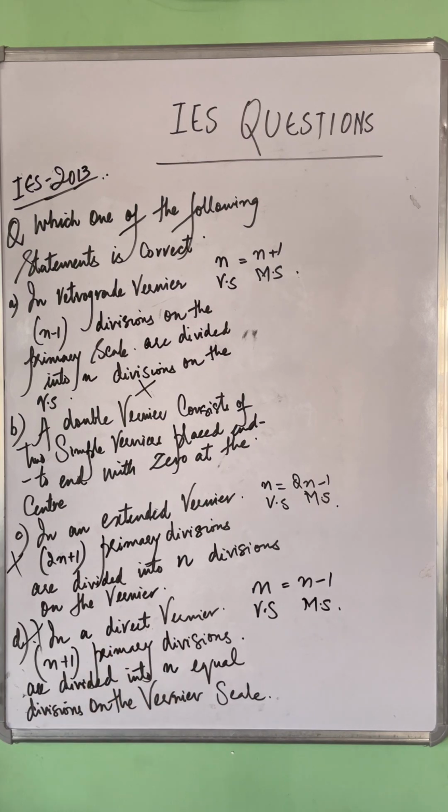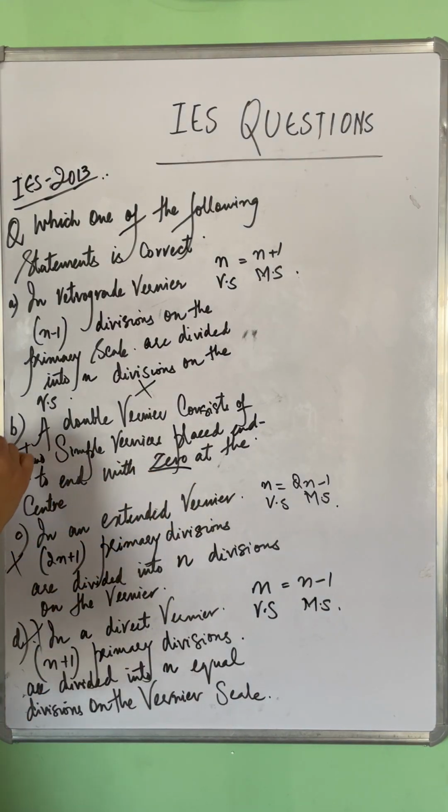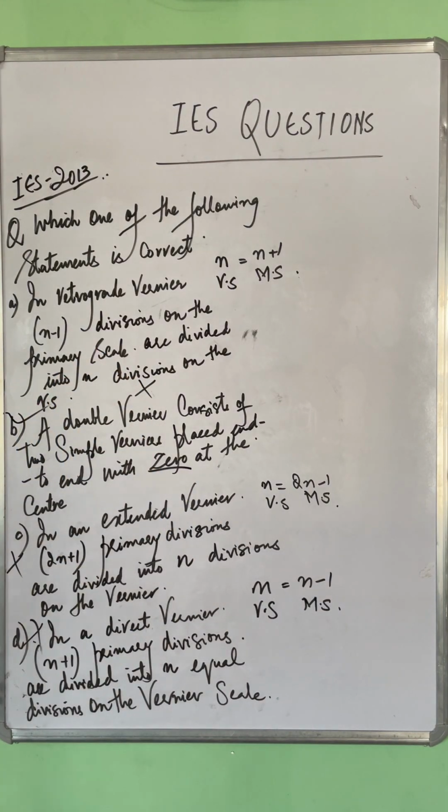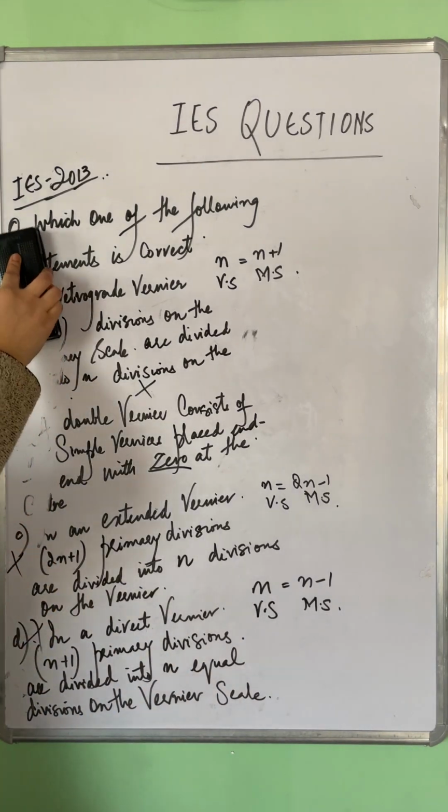Because in a direct vernier, n minus 1 primary divisions are divided into n equal divisions on the vernier scale. So the correct statement is the last one remaining, and that is a double vernier consists of two simple verniers placed end to end with 0 at the center. Yes, this is true. A double vernier indeed consists of two simple verniers placed end to end with 0 at the center. All right, this was a question asked in IES 2013. Moving on.